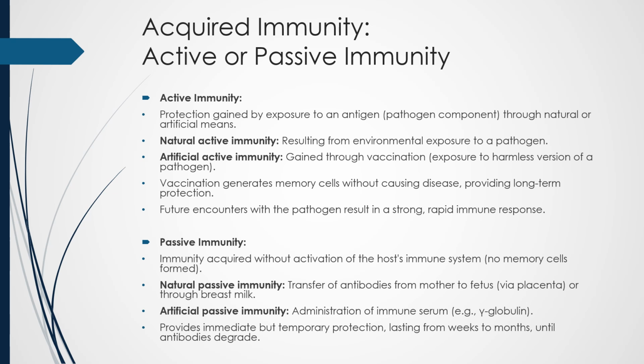Passive immunity is immunity acquired without activation of the host's immune system, so no memory cells are formed. Natural passive immunity is the transfer of antibodies from the mother to the fetus via the placenta or through breast milk. Artificial passive immunity is administration of immune serum. It provides immediate but temporary protection lasting from weeks to months until antibodies degrade.